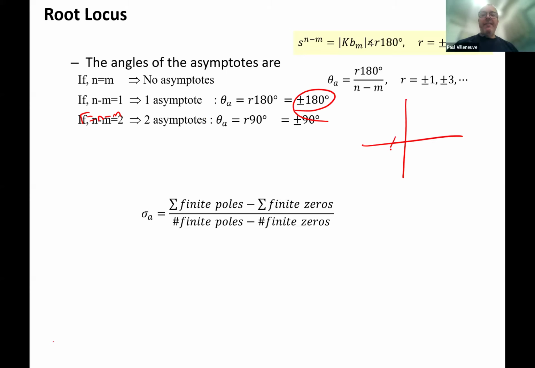Let's say that I have 2 poles and no zeros. Okay. So I'm starting my root locus by leaving my poles, and I want to end up at zeros. Will I jump back onto the real axis? Do I have a zero over here?